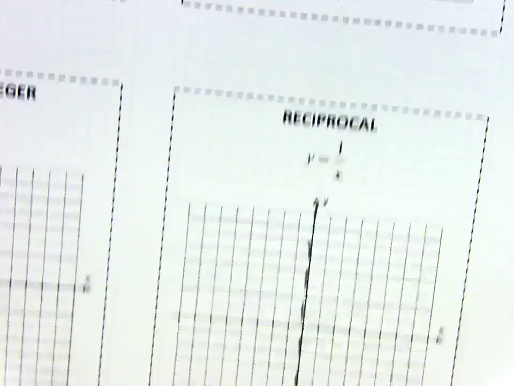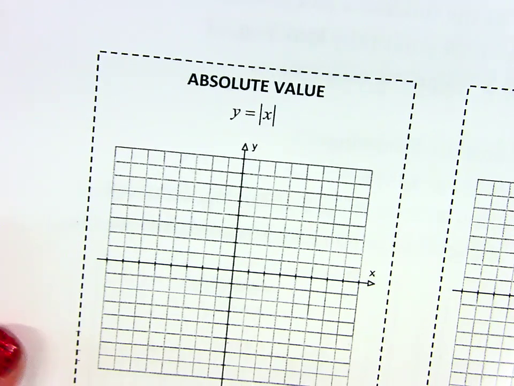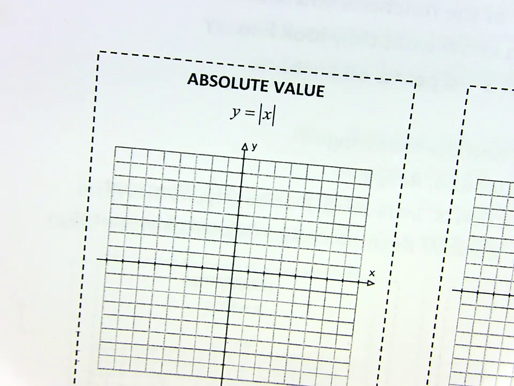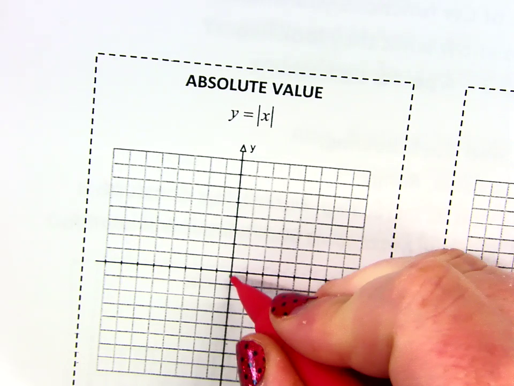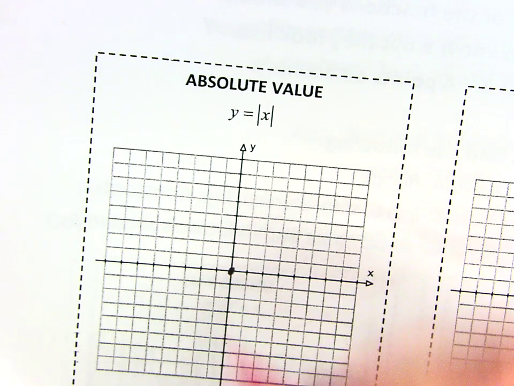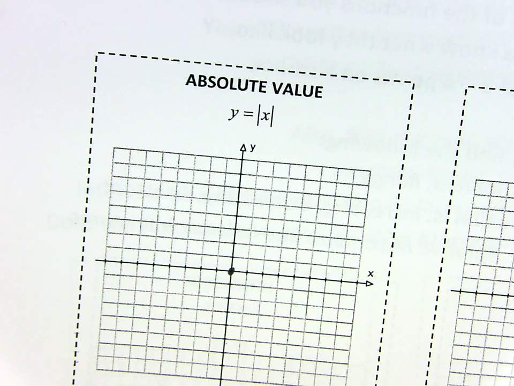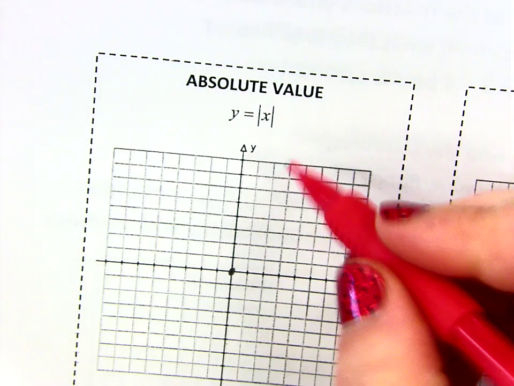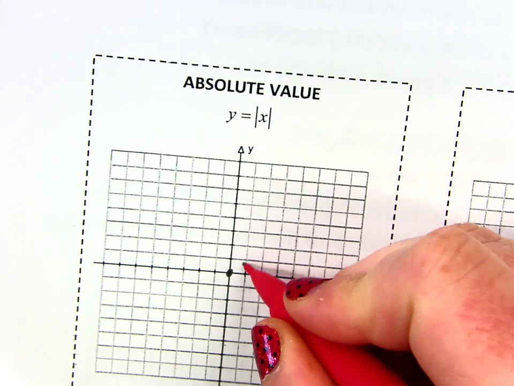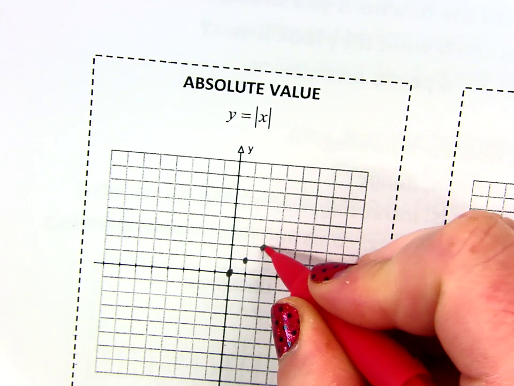So let's go back to absolute value. This is a V shape. Where does he start? At the origin. Isn't that funny? Most of your parent functions are going to start at the origin. And then if you don't know what it looks like, guys, just plug values in. Plug in 1. What's the absolute value of 1? 1. What's the absolute value of 2? 2.